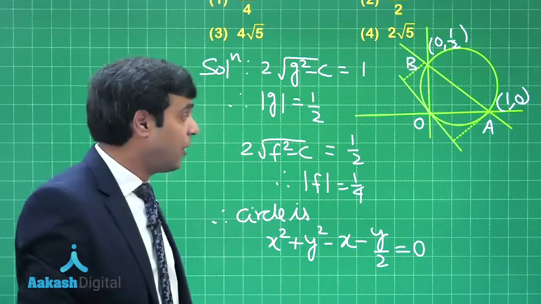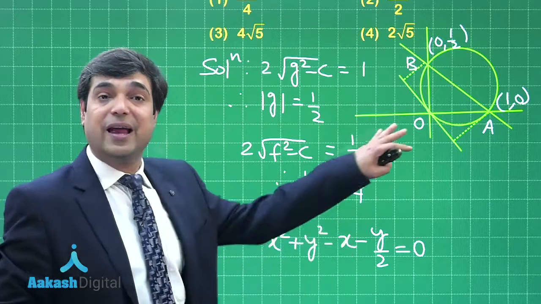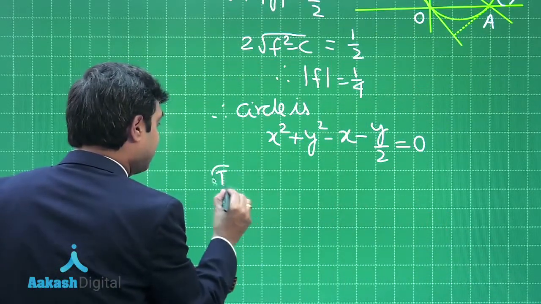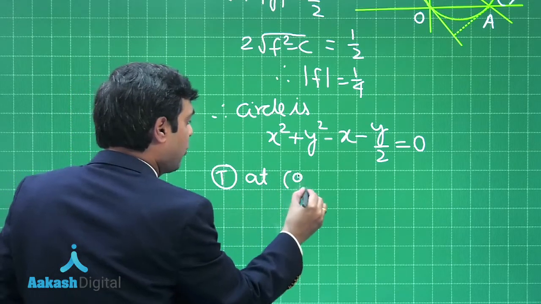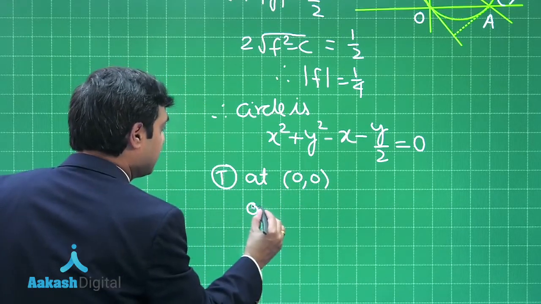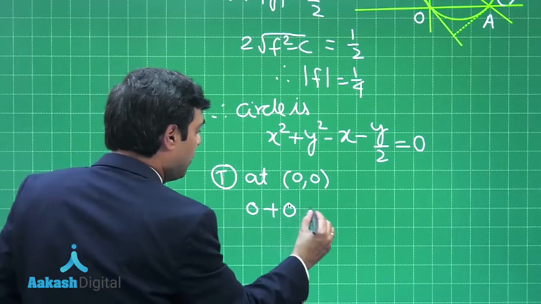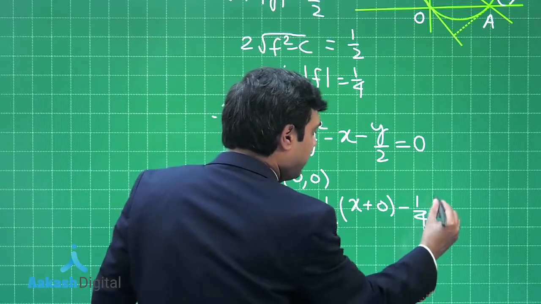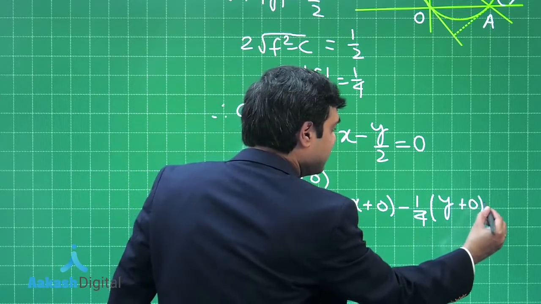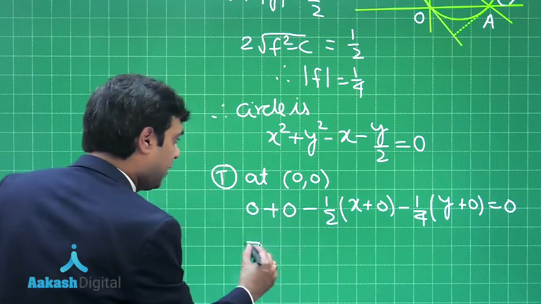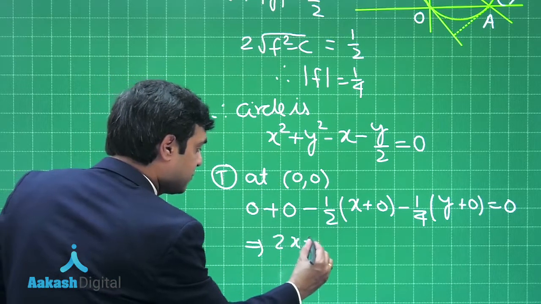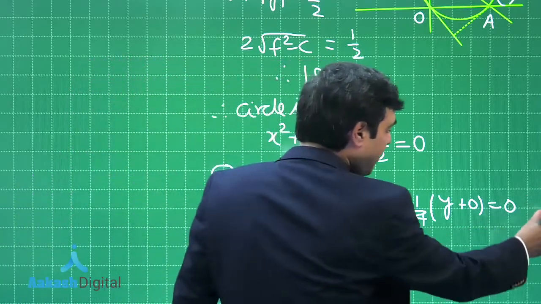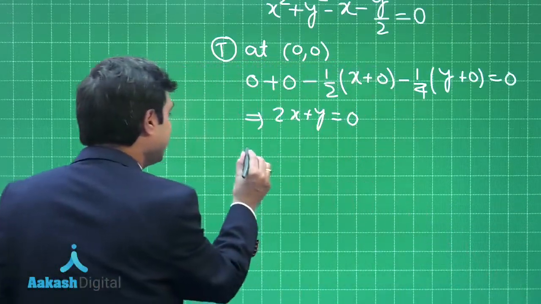This point is clear. Now I need tangent to this circle at origin. So let's write down tangent at 0 comma 0. This is simply 0 plus 0 minus 1 by 2 into x plus 0 minus 1 by 4 into y plus 0 is equal to 0. So from here we get the result 2x plus y is equal to 0 as the equation of tangent. My requirement is sum of perpendiculars. Now we are close to the final answer.